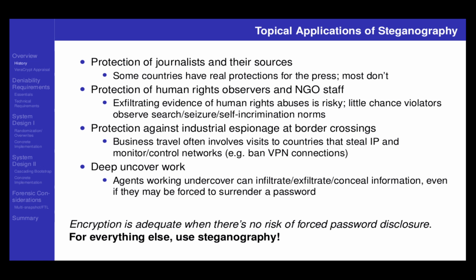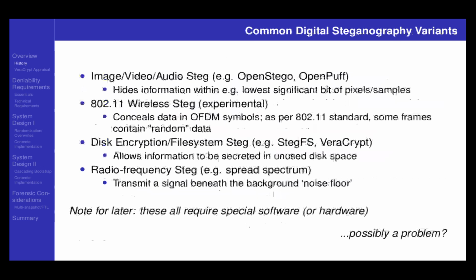Then there's undercover work. If you're, for example, with an intelligence agency working abroad and you don't have diplomatic cover, or you're working domestically as a police force where you want to infiltrate, for example, a gang, you might need to possess certain information that you want to be able to disavow. And so that's where steganography comes in. Encryption is adequate when there's no risk of forced password disclosure. For everything else, use steganography.